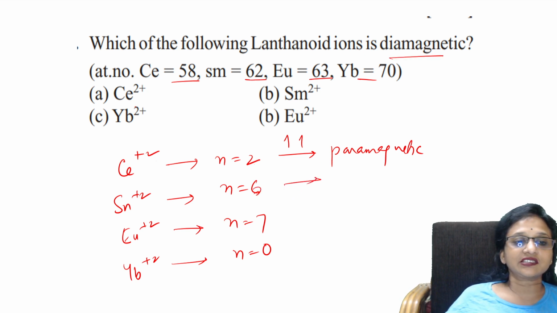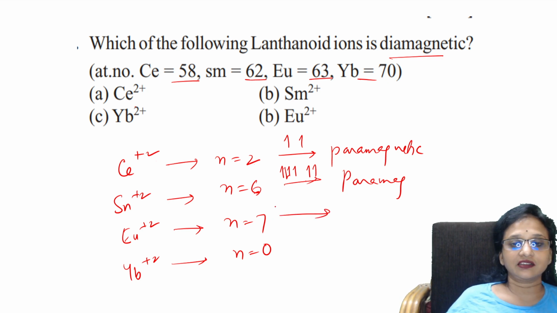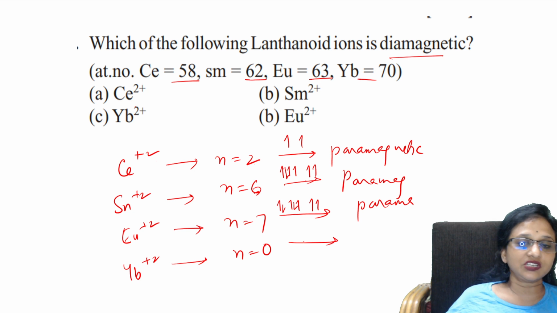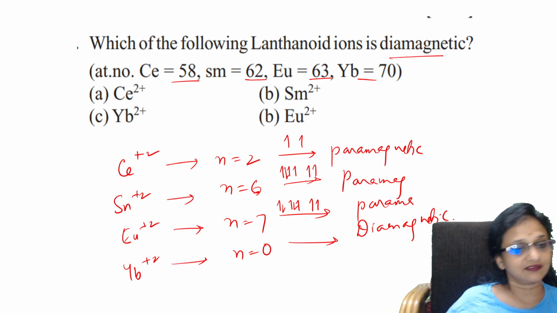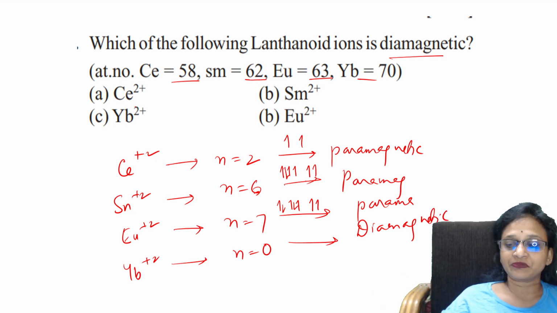Now in this case n is equal to 6. So 1, 2, 3, t2g, 4, 5, 6. There are 4 unpaired electrons. This is also paramagnetic. Here n is equal to 7. Again 1, 2, 3, 4, 5, 6, 7. Again unpaired electrons are there, paramagnetic. Here n is equal to 0. So it is all filled. So it is diamagnetic. So you are going to check the question like this. Done, students? Easy. Next question.